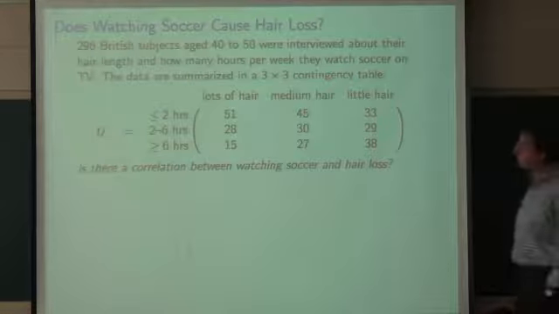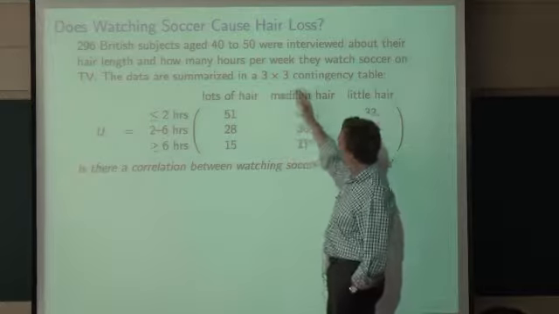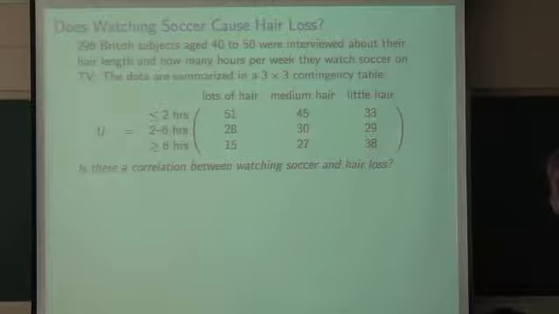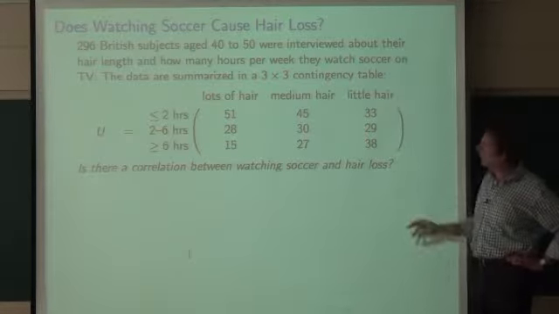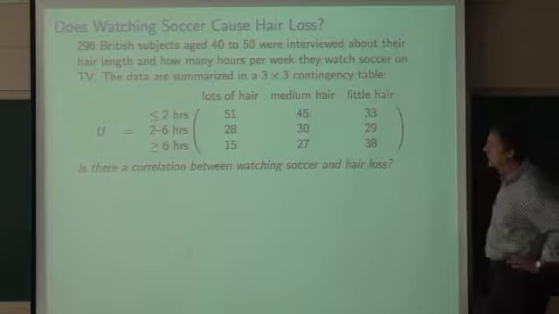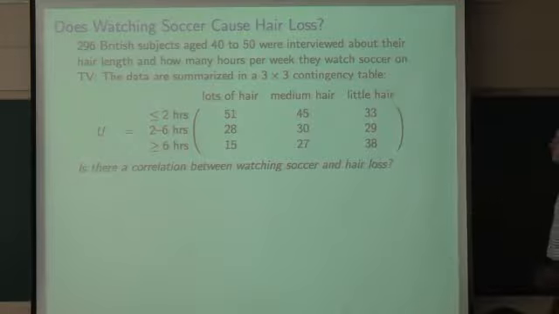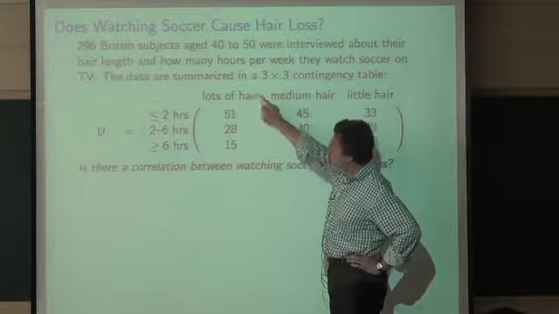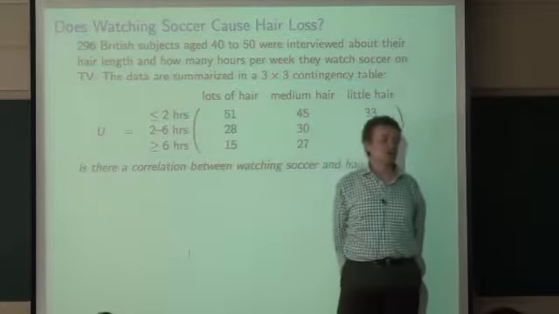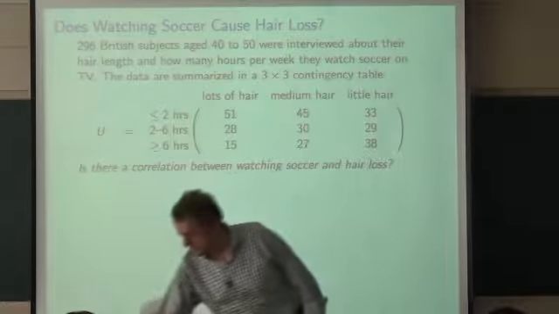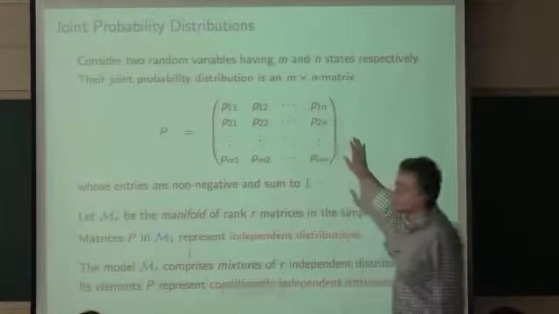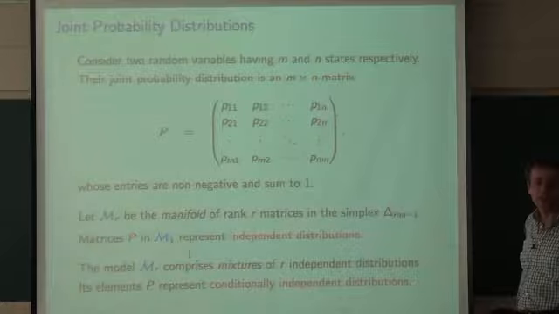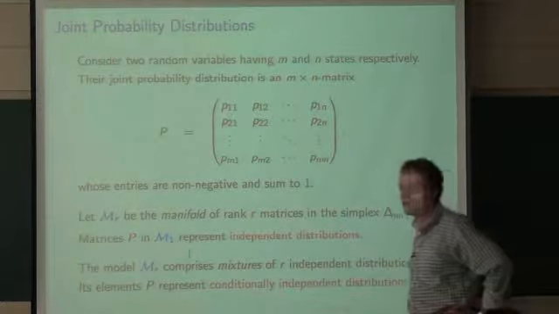That's watching soccer. And then maybe the second random variable, hair length. Maybe by some measure, there are people who have lots of hair, and then a sort of median amount of hair, or very little hair. And then every person gets an entry. So for example, 28 of the people have responded that they have lots of hair and they watch a medium amount of soccer on television. Okay, so this is exactly the kind of setting we're in. So we have two random variables with m states and n states. In the soccer example, both m and n are 3.